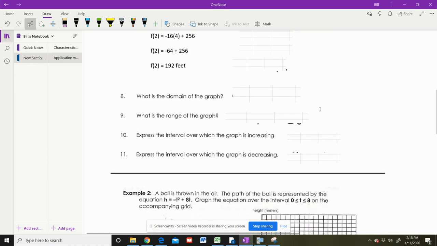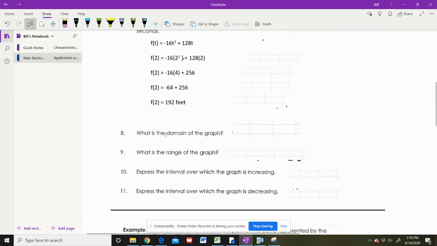All right, so then the question on this packet is, what is the domain of the graph? So the domain is x values. And then our range is going to be our y values. So what is the domain of the graph? So if we pull this over, the rocket was in the air from 0 to 8 seconds. So our domain is 0 to 8.